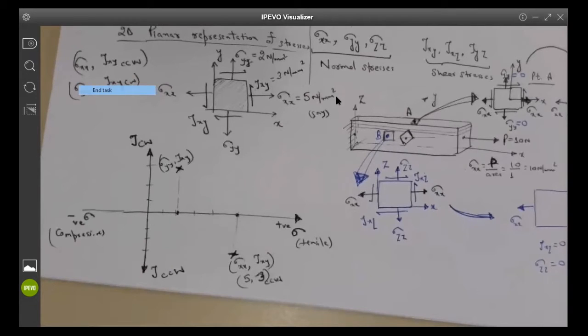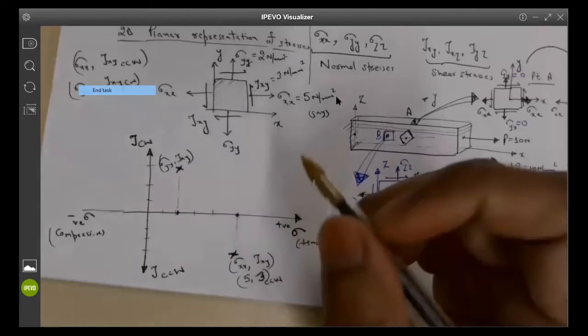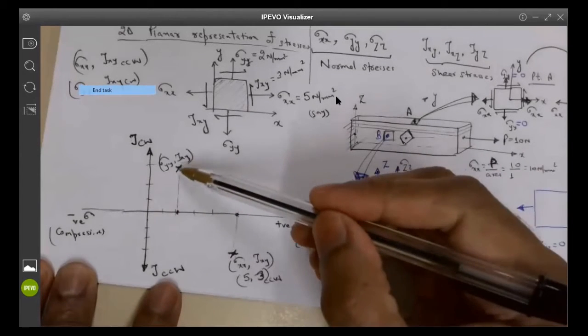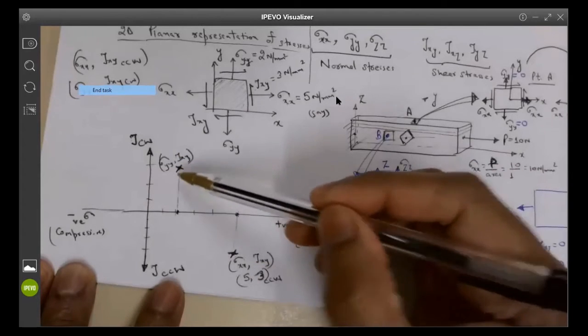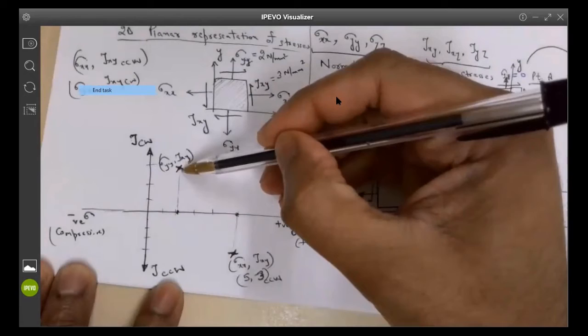Is there anybody who is not following it or who has missed something? I will try to explain again. Okay, so everybody has been following it so far. We have just marked 2 points. What you need to do is join these 2 points using a line.